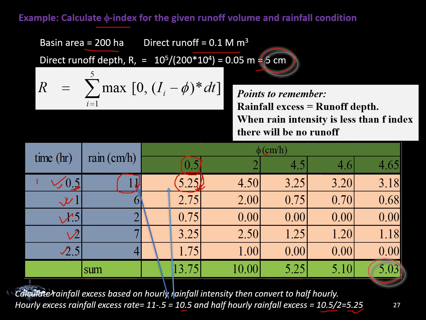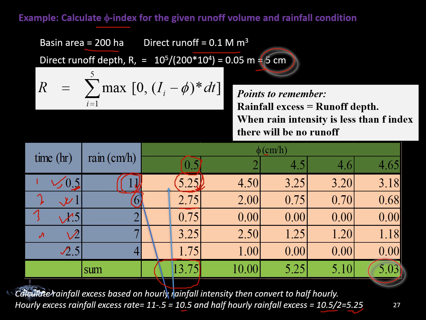So if it is every 1, 2, 3, 4 hours, then you don't need this half. But if it is every 0.5 hour, so for half an hour the intensity is 11, and that's why you need to convert. So 5.25, 2.75, and then you calculate. Okay, so for second one is 6 minus 0.5, which is 5.5, and you divide by 2, 2.75, and that will give you the runoff. And then for every half an hour you do, and then you calculate the sum.